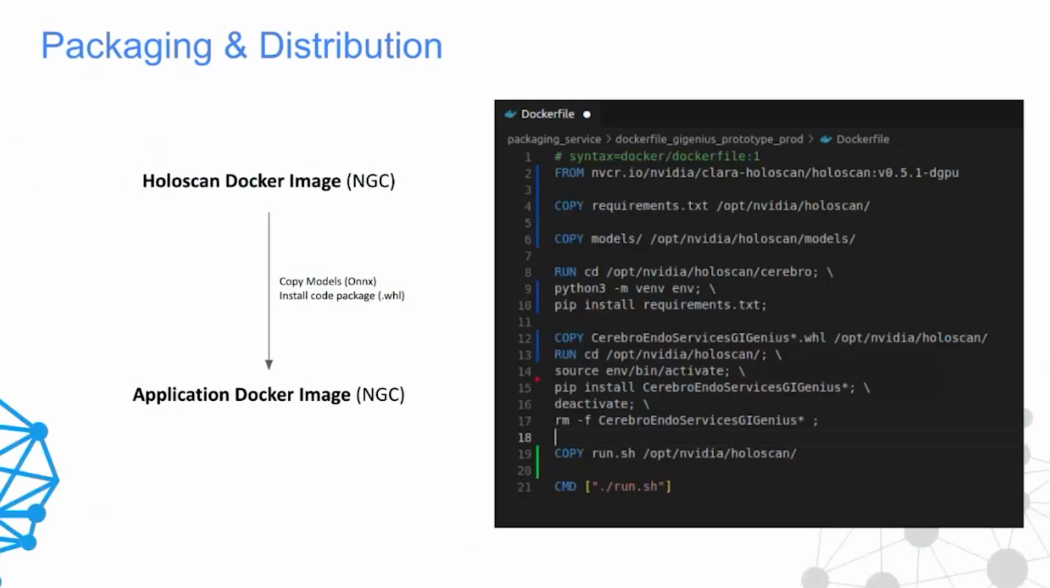In terms of packaging, Holoscan comes with the Holoscan CLI, which is very handy for packaging the applications. You just copy your models, install your code as a package, and these images can then be directly run on the intended hardware that you want to run on. This particular example shows a dGPU, basically the RTX 3000 series is what we ran it on. Similarly, for IGX Orin, you have the iGPU Holoscan image that can be used.